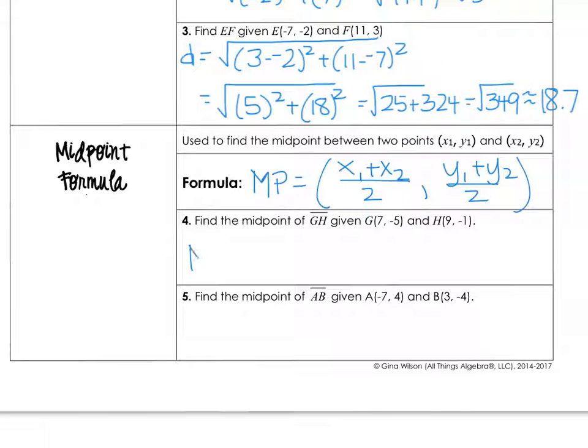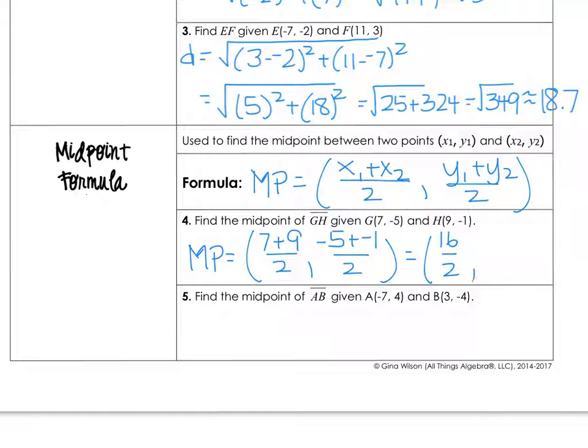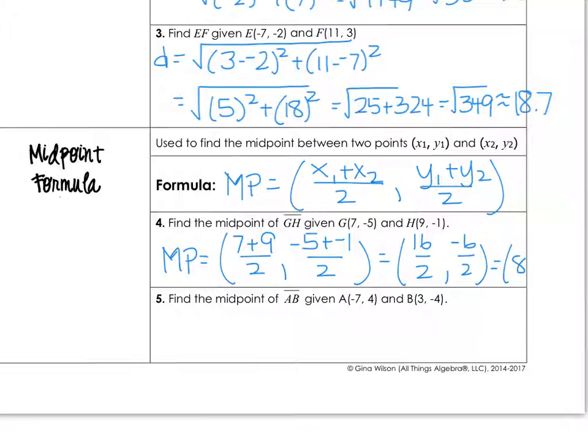So the midpoint of these two coordinates would be 7 plus 9 divided by 2, negative 5 plus negative 1 divided by 2. And we get 16 divided by 2 and negative 6 divided by 2, which equals the ordered pair 8, negative 3. Again, it's an ordered pair.